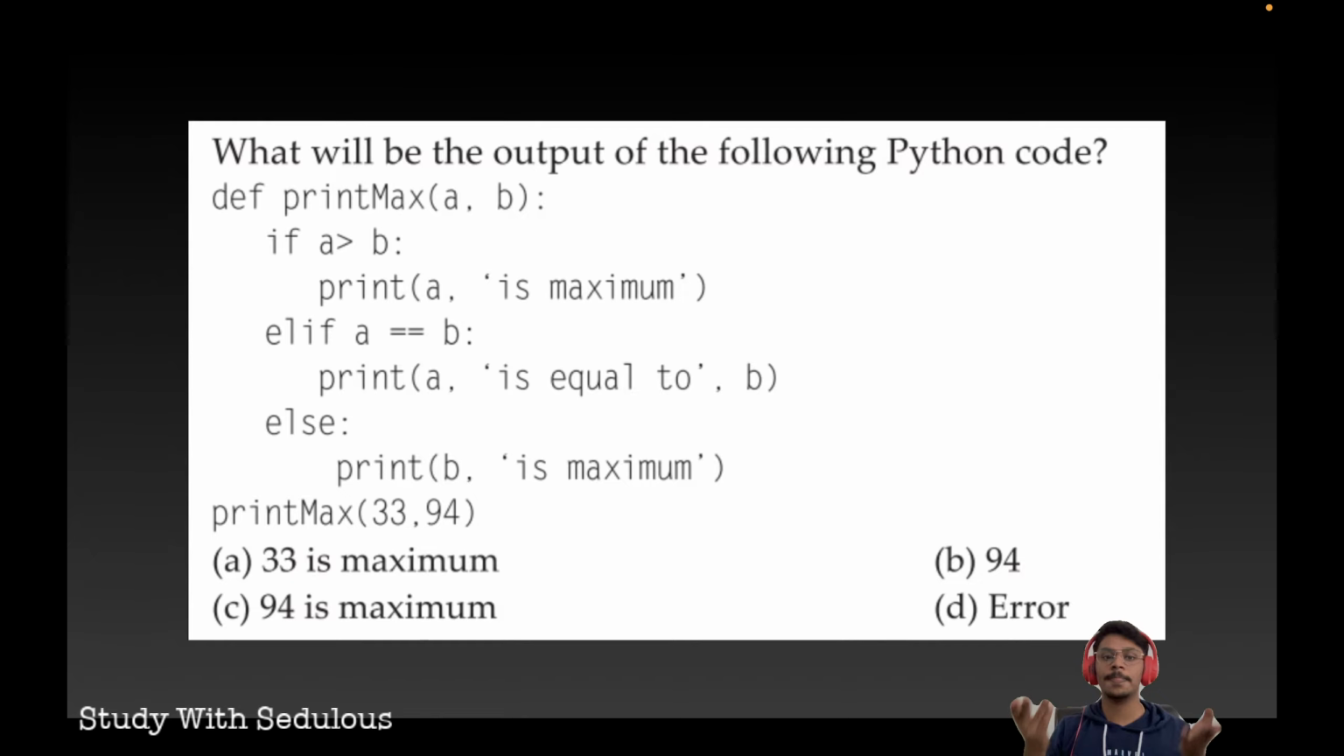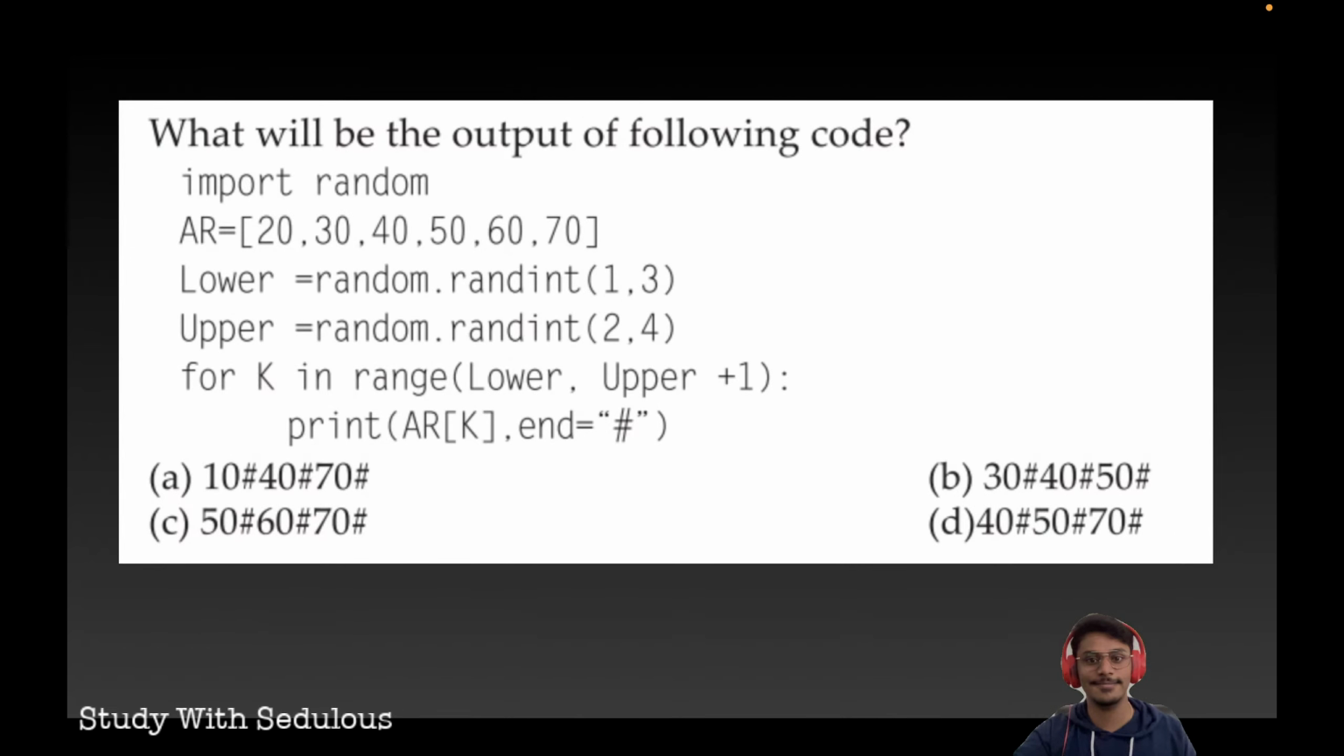Simple. What will be the output of the following code? import random. ar is 20, 30, 40, 50, 60, 70. lower is random.randint(1, 3). upper is random.randint(2, 4). For k in range(lower, upper + 1): print ar of k, end with hash.